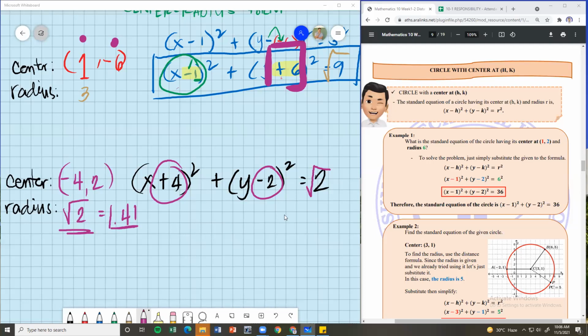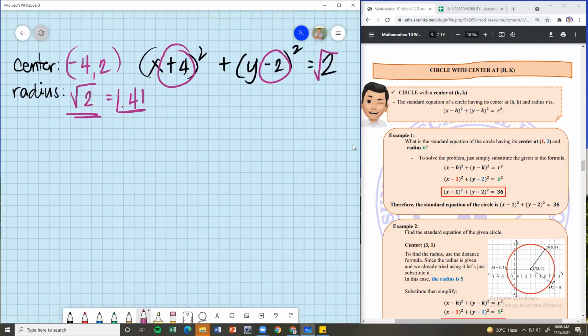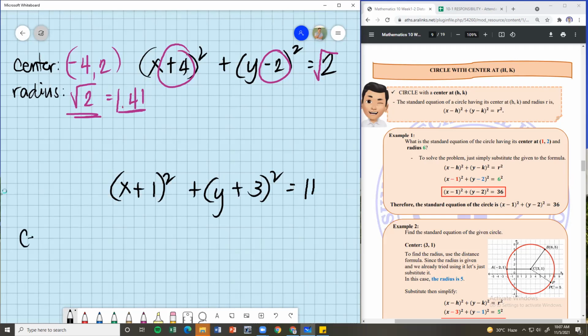Show a reaction if you understood that process. Okay, very good. One more. Ready? This time, you will do this. Earlier, everything was wrong. This time, I want you to get it correctly. Ready? If we have x plus 1 squared plus y plus 3 squared is equal to 11. Go. Find the center and the radius. Type your answer in the chat box.